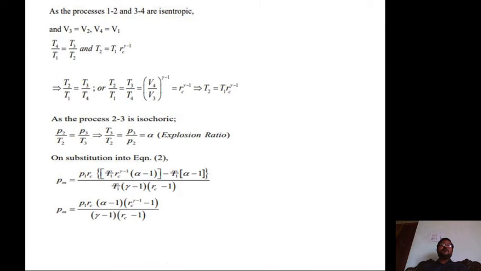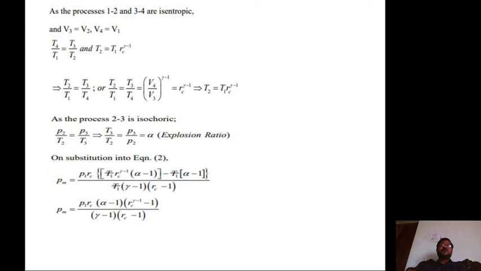The process 1 to 2, 3 to 4 is isentropic or reversible adiabatic. V3 is equal to V2, V4 is equal to V1 because this is the constant volume process. Okay, T4 by T1 is equal to T3 by T2 and T2 is equal to T1 RC raised to the power of gamma minus 1. T2 by T1 is equal to T3 by T4, which is equal to V4 by V3 raised to the power of gamma minus 1, that is RC to the power of gamma minus 1. It implies that T2 is equal to T1 RC to the power of gamma minus 1.